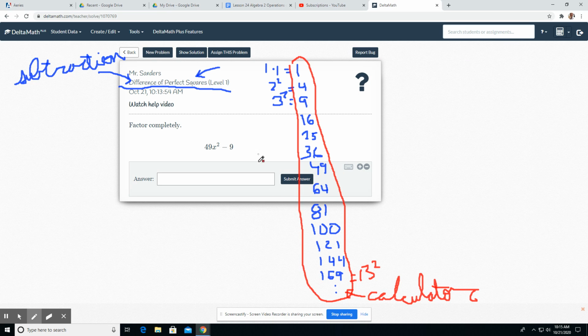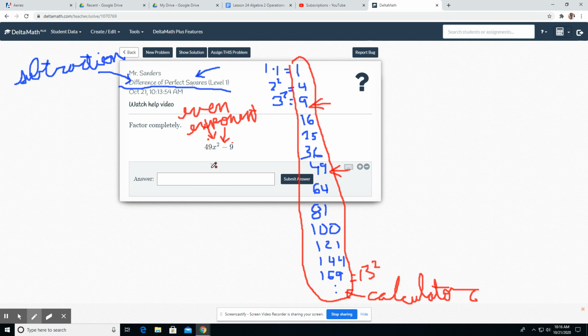So notice what we have here. We have a 9 and a 49. 49 right here, 9 right here. So we got our difference. Difference is our subtraction of perfect squares. And of course, x squared is x times x. So on the exponents, you need an even exponent. E-V-E-N. You need an even exponent for that to work.